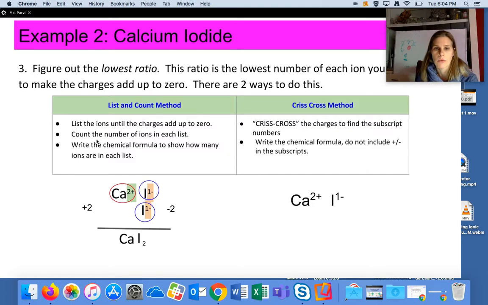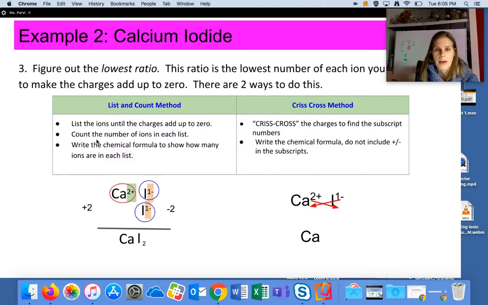So again, we start with our Ca 2+, our I 1-. We crisscross the charge. So we move that 1 from the charge of the iodide down to the calcium. And we move that charge of 2+ from the calcium down to the iodide. And we come up with Ca. We know it's 1. We don't have to write 1 as a subscript, so we leave that.